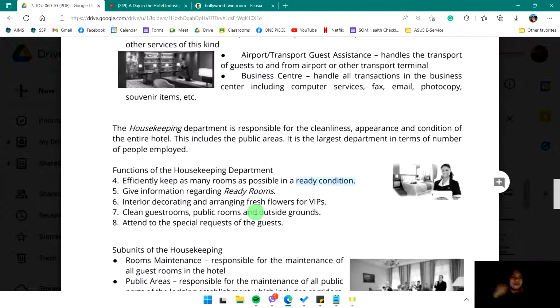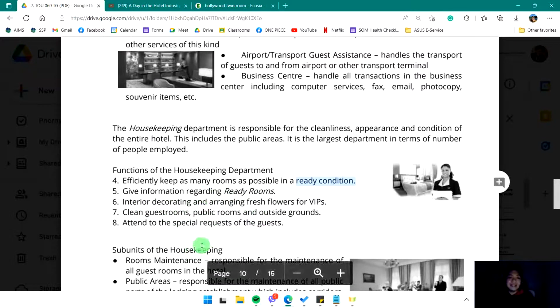So yun. Aside from rooms that are in ready condition, get information regarding ready rooms, kung ano yung mga rooms na pwedeng pagbenta sa mga hindi. Yan nga, interior decorating, tulad ng sinasabi ko, depende sa preference ng guest natin. The cleanliness, of course, of the public rooms. Outside as well, kasama yung hindi lang yung loob ng rooms natin, pati yung mismong hotel, yung cleanliness niya kasama siya sa responsibilities ng housekeeping department.